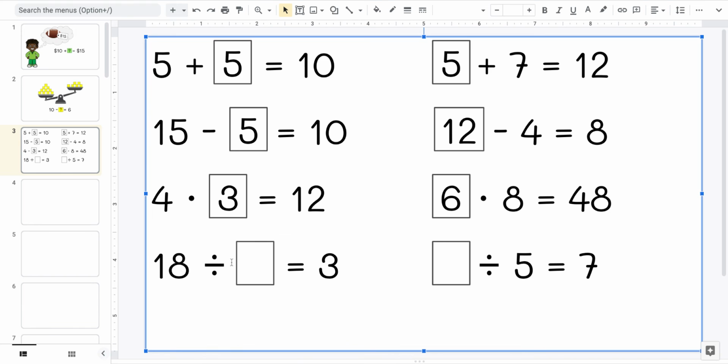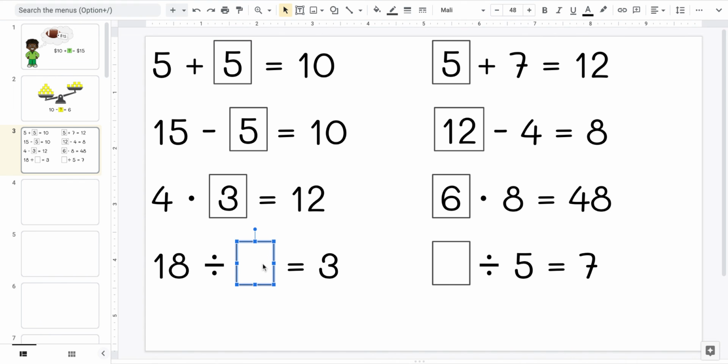All right, 18 divided by what is 3? Division is so hard. I'm going to turn this into a multiplication problem. 3 times what number is 18? 3, 6, 9, 12, 15, 18. Ooh, 6.